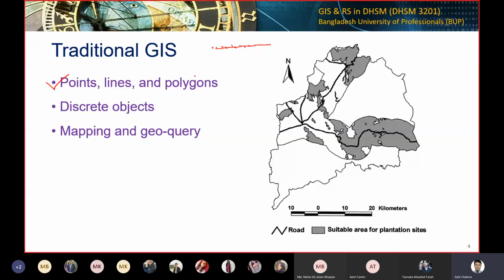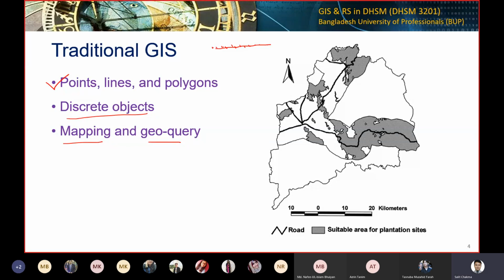So we have points, lines, and polygons to map out things, to represent reality on a piece of paper or any other medium. Sometimes, by using points, lines, and polygons, we draw discrete objects. And why do we draw that? Because we want to do mapping, and we want to make geoquery. Now, let me know if you do not understand my train of thought.